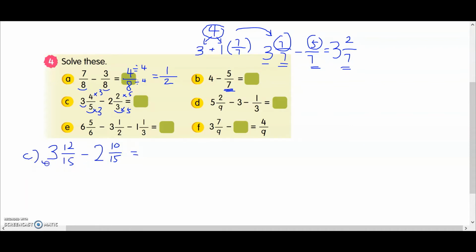Okay, we minus the round number. 3 minus 2 is 1. Bottom number remains. 12 minus 10 is 2. So this is your answer.